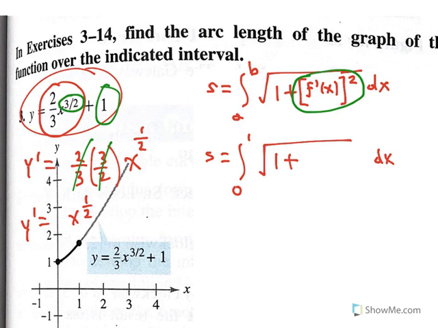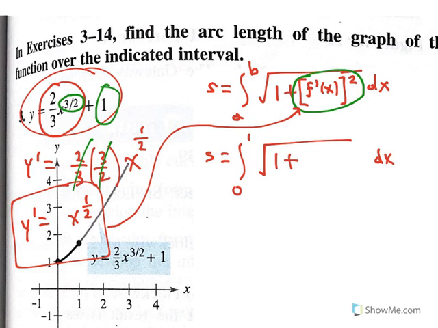And then, of course, what do you have to do with the derivative? The integrand says take the square root of 1 plus the square of the derivative. So I have to now square the derivative. So the square of the derivative would be y prime squared, which is going to give me x to the 1/2 squared. And that's going to be x. You have the power of a power here, so you multiply the exponents. 1/2 times 2 is 1. So you just have x here.